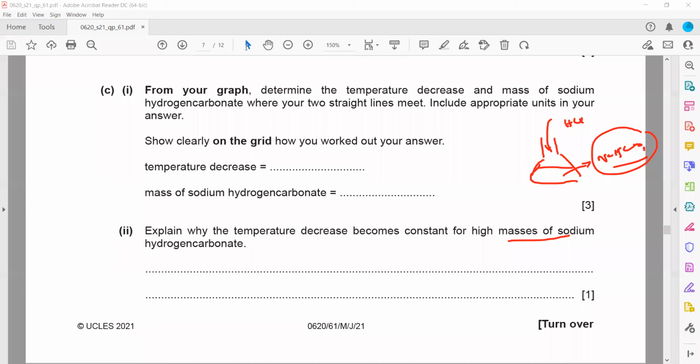Because when we are increasing the amount of sodium hydrogen carbonate, there is an amount of HCl which will react with that. But once all of the HCl is used up, the acid will be used up, so there will be no more reaction. If there is no reaction, there will be no more change in temperature. So why does the temperature decrease become constant with a high mass of sodium hydrogen carbonate? The reason is because the acid is used up or acid reacted completely.